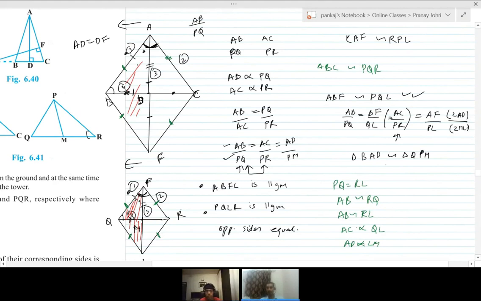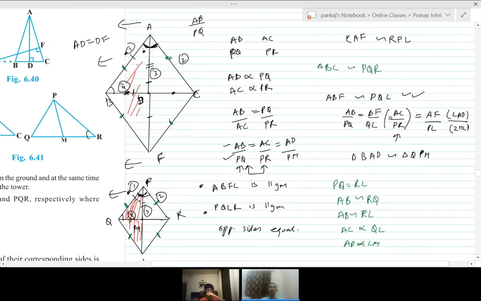And AF, because AD was equal to DF by construction, so twice of AD is obviously AF, and that is proportional to PL, because AD was given proportional to PM, so twice of that would also be proportional. So this left triangle was similar to this left part triangle, that is PQL.